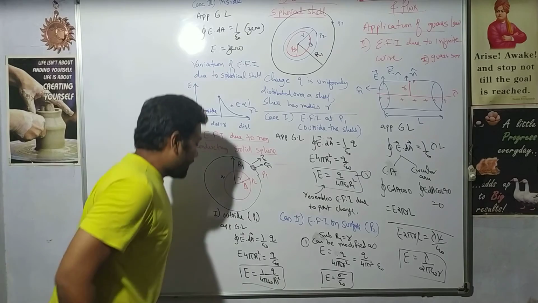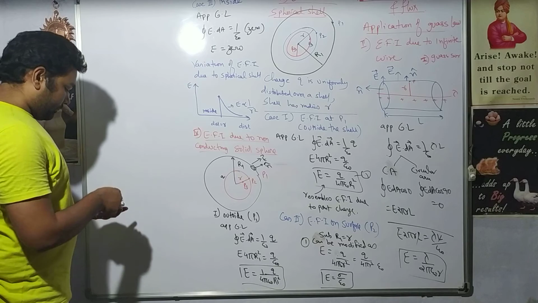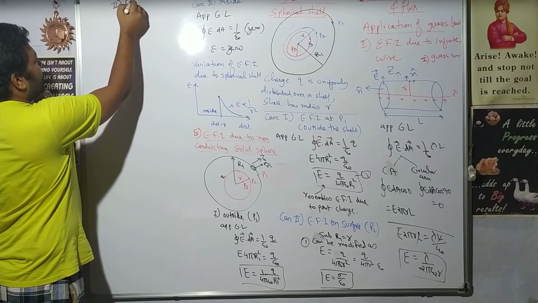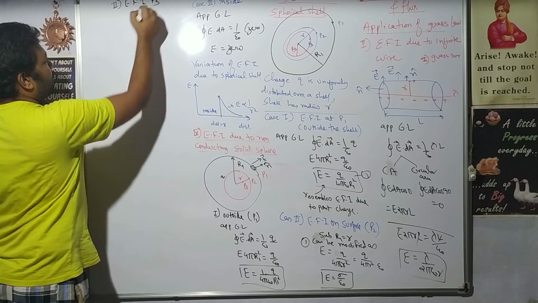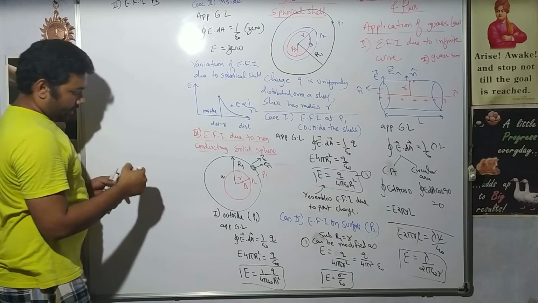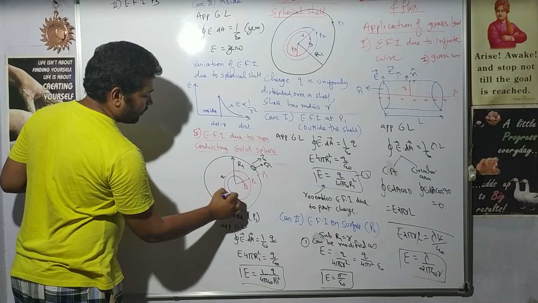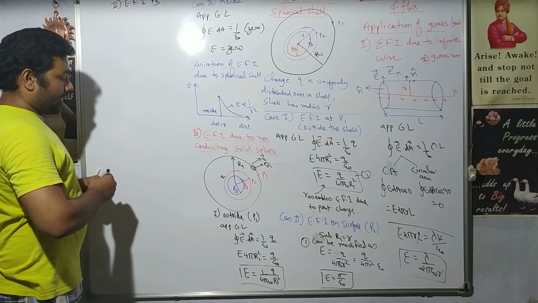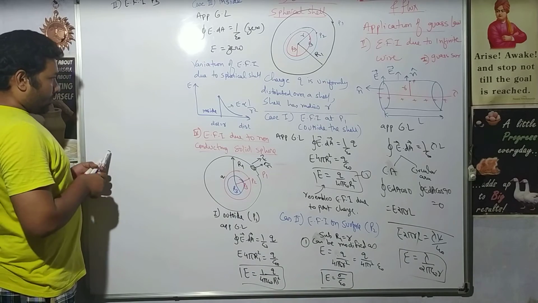Now let us see the electric field intensity inside, and then we look at the outside. So second case, electric field intensity at a point P3, that is inside the sphere. Let us say it has a radius r3. Now let us try to calculate. It will be a little bit complicated. Please pay attention.